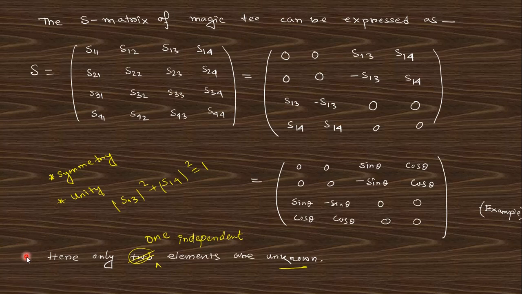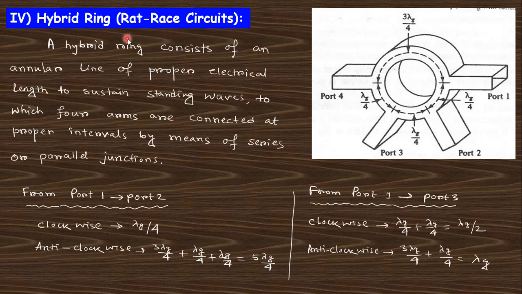Magic T means the combination of the E-T and H-T. Next one is the hybrid ring. This is also called the rat race circuit, just like when a rat is trapped like that. In a similar fashion, this is a microwave ring, or a T with a ring shape, which is why I call it a hybrid ring. With a special dimension, the four ports are situated such that this path length is lambda g by 4, this is also lambda g by 4, this is also lambda g by 4, and this is 3 lambda g by 4.